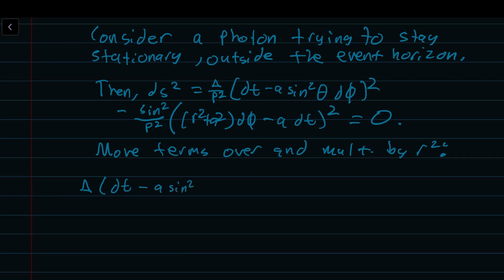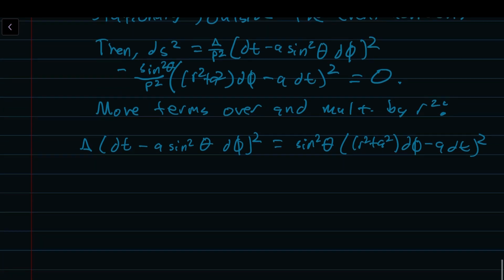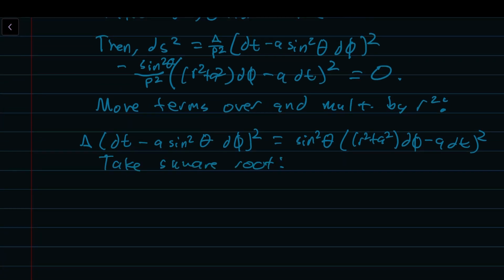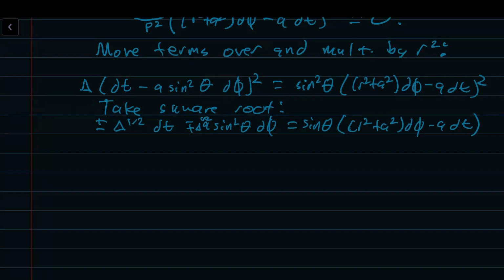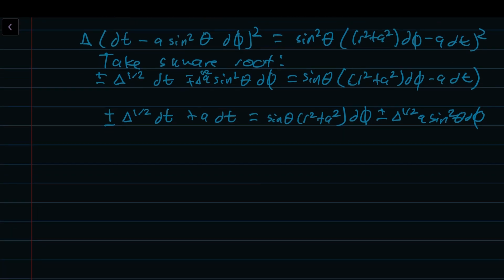So we're going to do some more manipulation here. Again, it's going to be more complex, but essentially we're doing the same thing. Get things on both sides, and then take the square root of both sides and move everything over again. And then eventually we're going to get to a value for d phi/dt. What we're going to show is that d phi/dt, if it's less than 0, then it must be outside the radius of what is called the ergosphere.